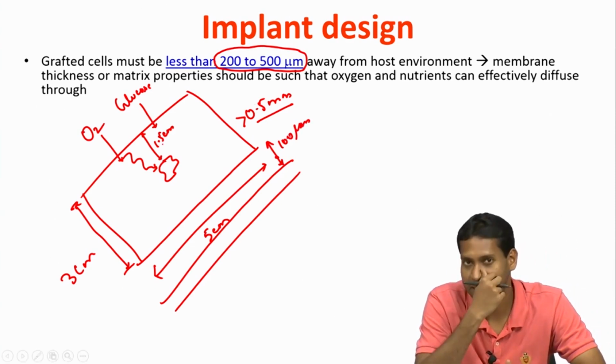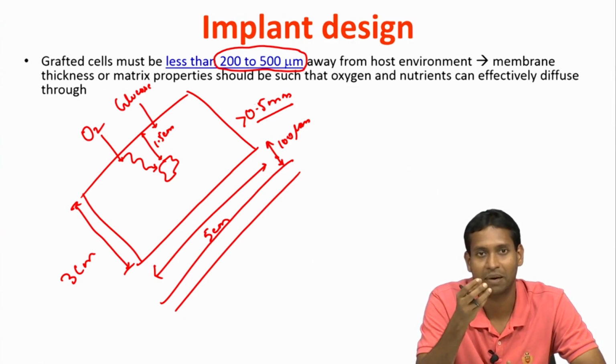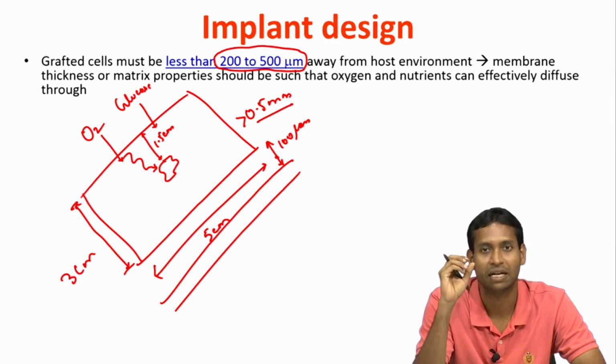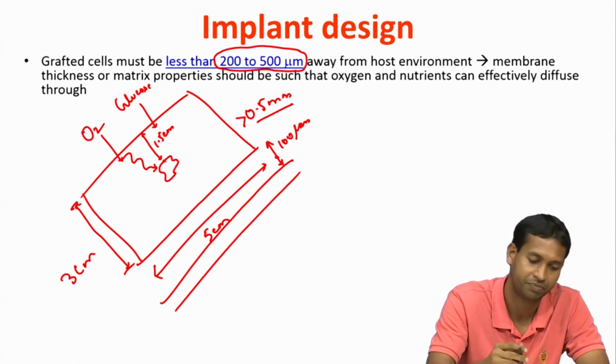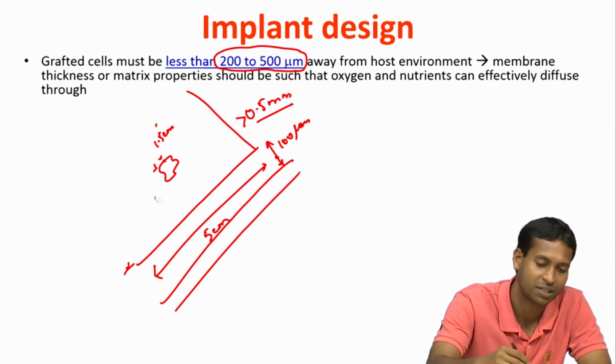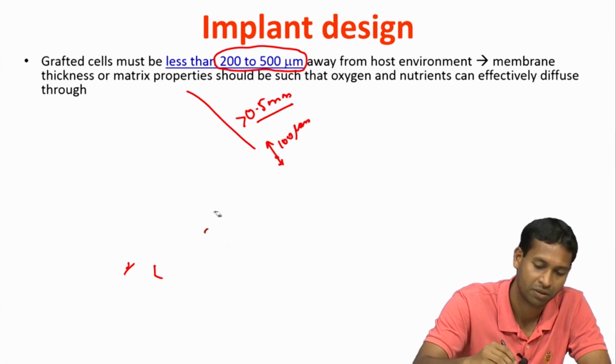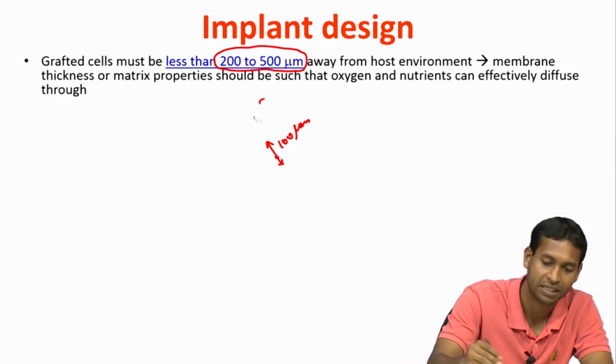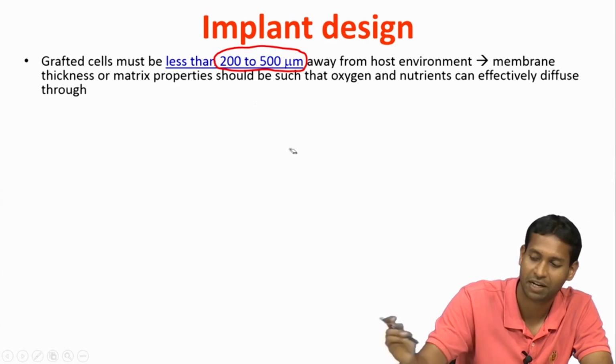So, that is a major limitation that comes in the implant design. Ideally you want the implant to be such that the cells are not away from the host environment by more than 500 micron, because if you do that you would find that the cells do not survive for very long. They need this oxygen and glucose to come in fairly regularly in high amount.